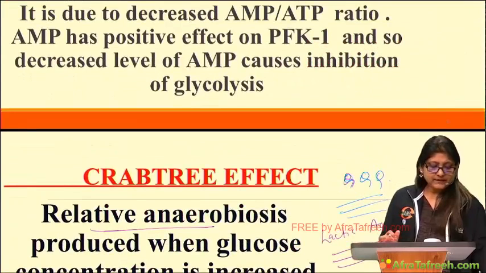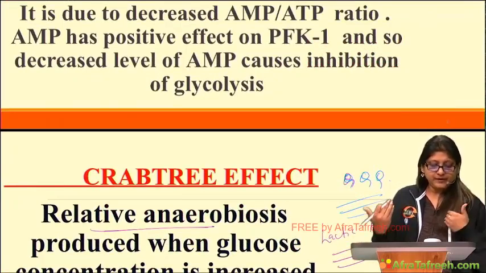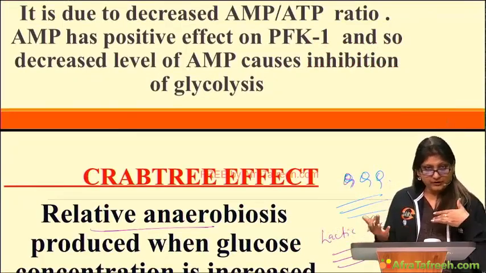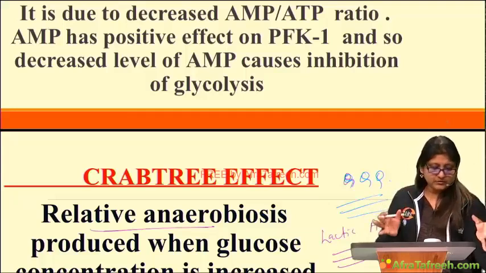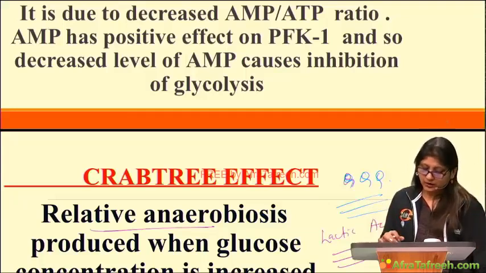See, increase in ATP is going to have an inhibitory impact on PFK1, and decrease in AMP also will have down regulation of PFK1. So the glycolysis is going to be down regulated.